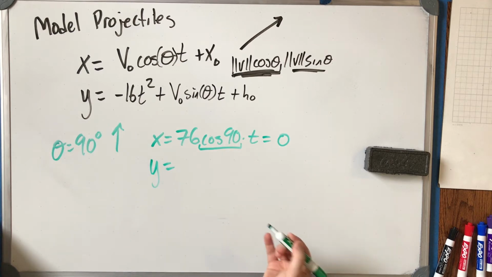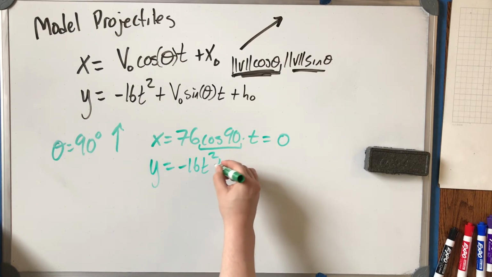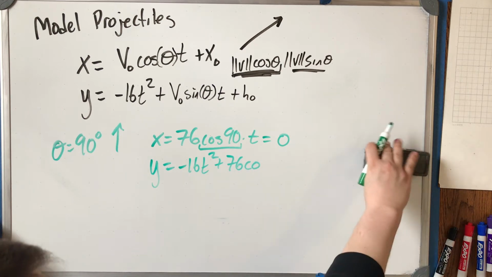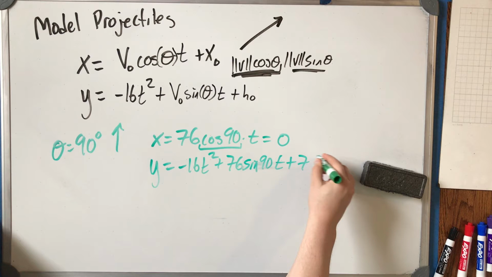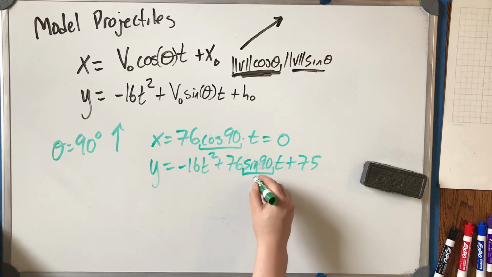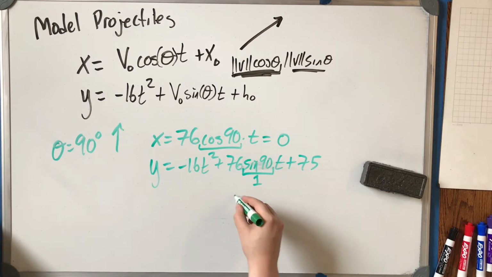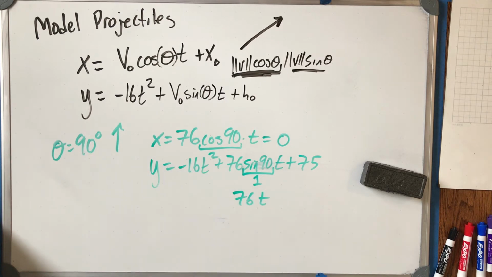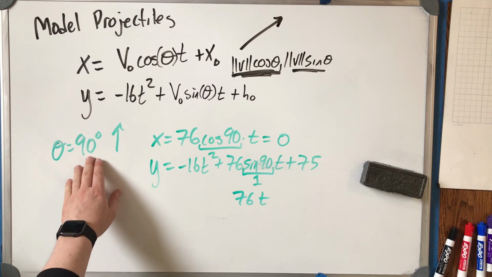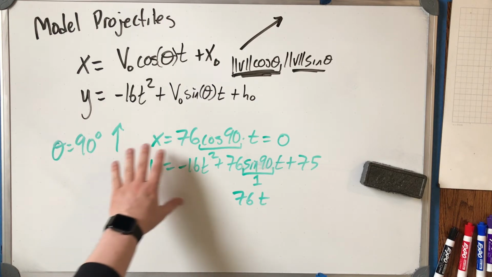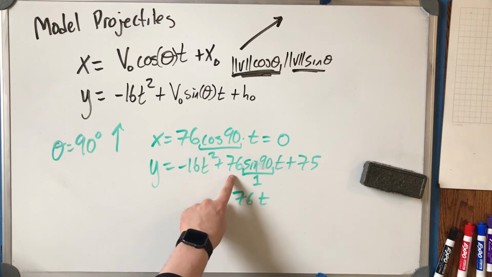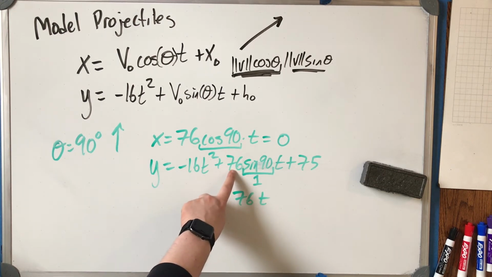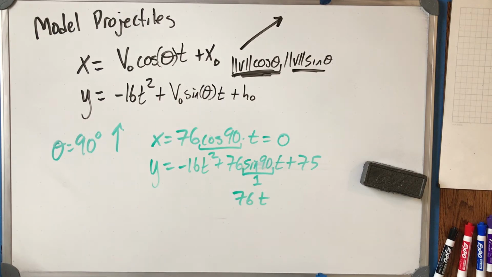And when we look at the y equation, it's negative 16t squared plus 76 sine, not cosine, sine of 90 times t plus the initial height. Well, sine of 90 is equal to 1. So that's just going to become 76t, the equation that we had in the first example. So that's why whenever we did this stuff, it was always straight up, because it basically eliminated the x equation and it made the y equation very easy for us, where we just needed to say what the initial velocity was in the y direction and didn't need to think about anything else.